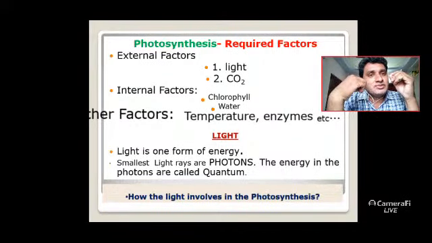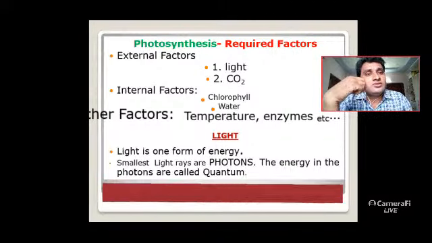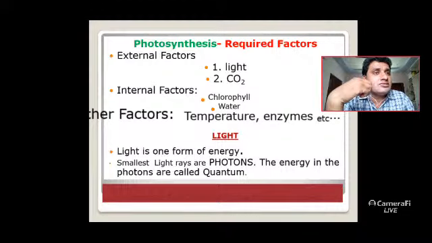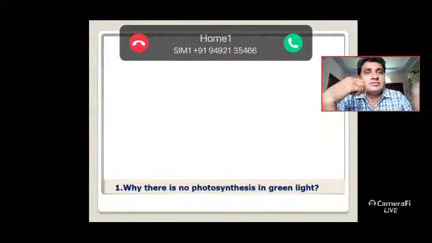Photons. Actually in photosynthesis, photo means photons. Photons are nothing but the smallest light rays. The energy in the photons is called quantum. It is a simple thing in physical science, I think. Light rays are called photons, and the energy in the photons is called quantum. How light is important for photosynthesis, I will explain in the next slide.